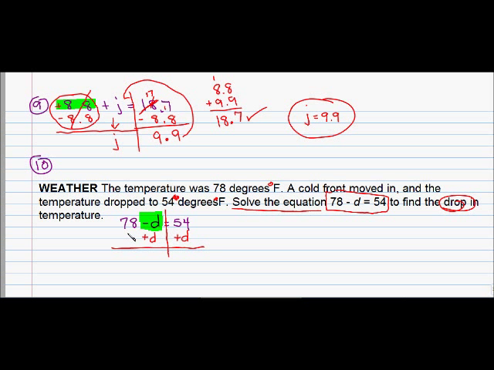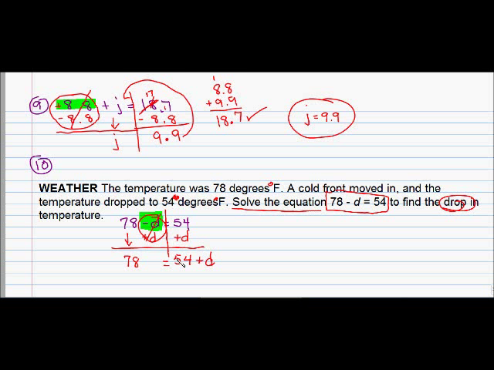I'm going to bring down 78. This cancels out, and I know it's written vertical, but I'm going to write it horizontal. Put an equal sign here. 54 plus D. I like that. Much, much better. Now that I have a positive variable, I can go ahead and solve.